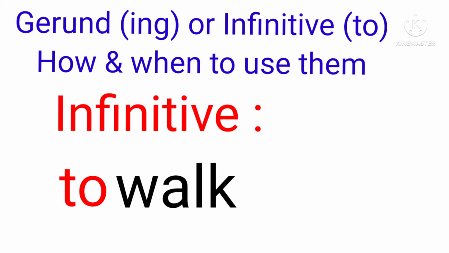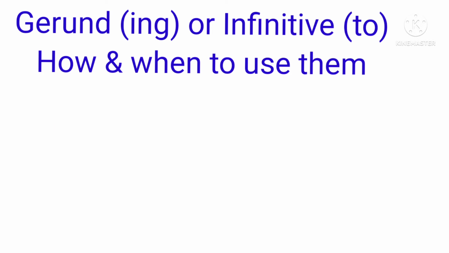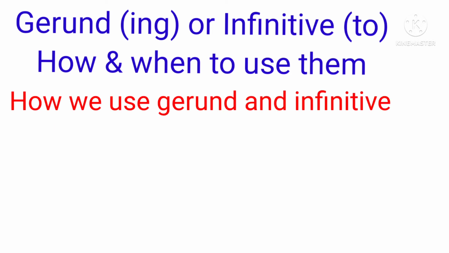In the sentence, she expected to walk right now. Okay, now we have covered all the basics. So how do we use the gerund and infinitive? Let's start by looking at how we use them in similar situations. First, let us look at them as the object of the sentence. The basic form of a sentence in English is subject plus verb plus object.